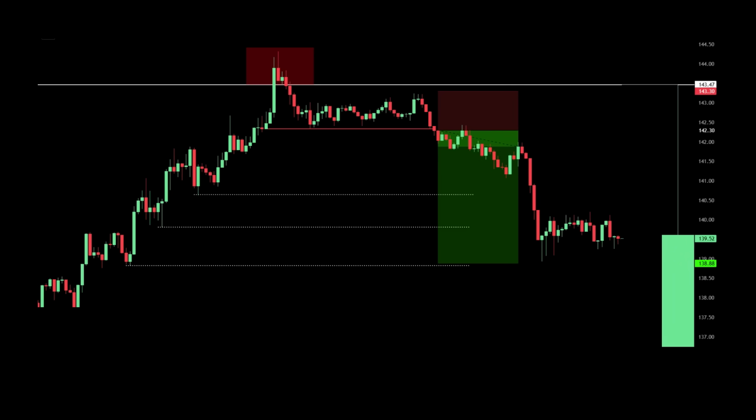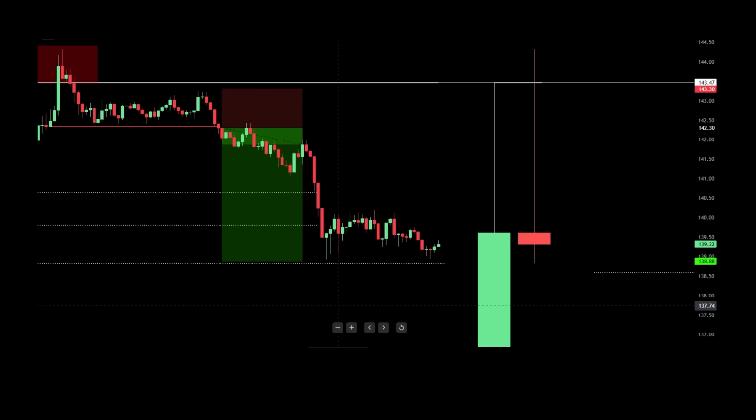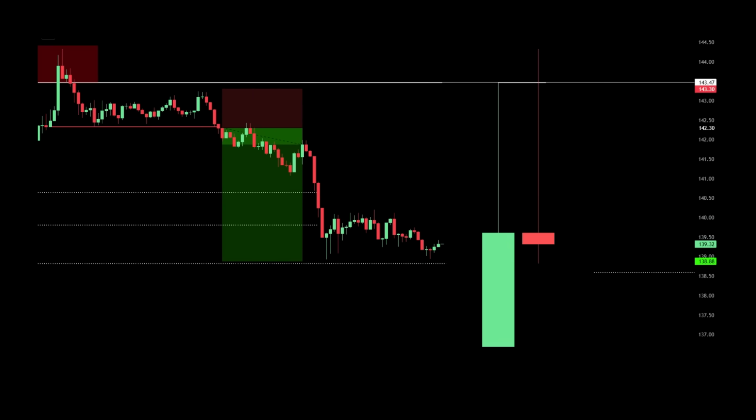Ooh, took out those targets. So you can see it's taken out target 1, it's taken out target 2, and will it take out target 3?